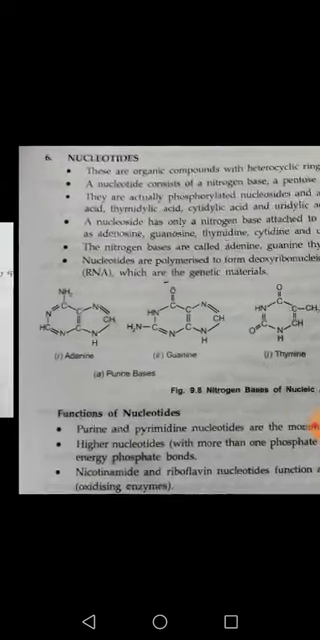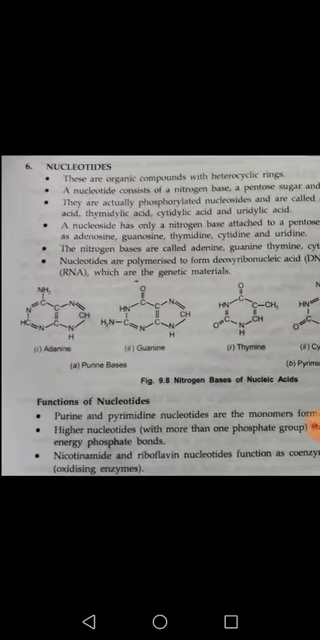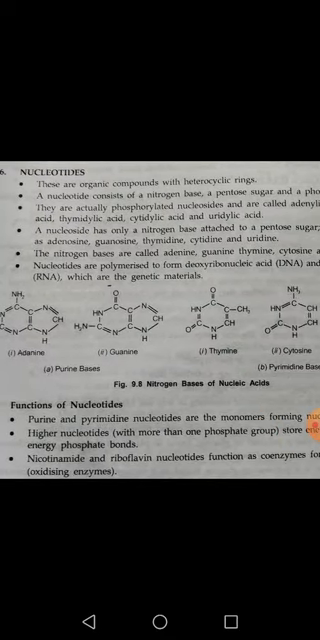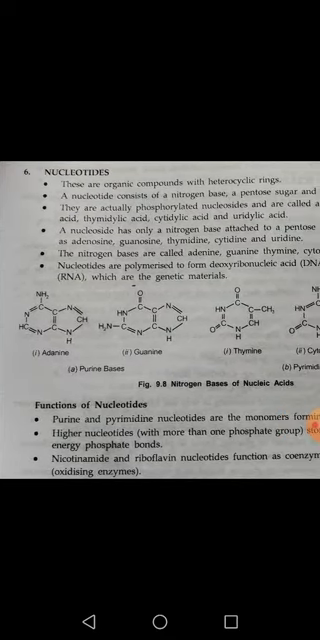Now what is the difference between purines and pyrimidines? If you observe, purines are heterocyclic rings, but two heterocyclic rings are fused together in the case of purines. Like you can observe the structure of adenine and the structure of guanine. These are the examples of purines, and here you are observing two heterocyclic rings fused together.